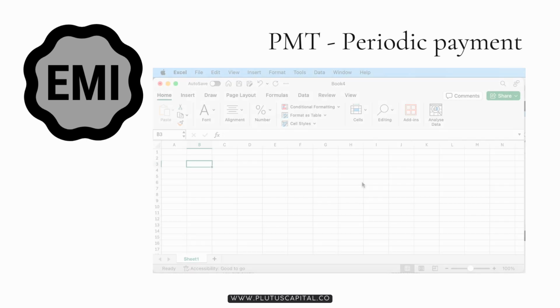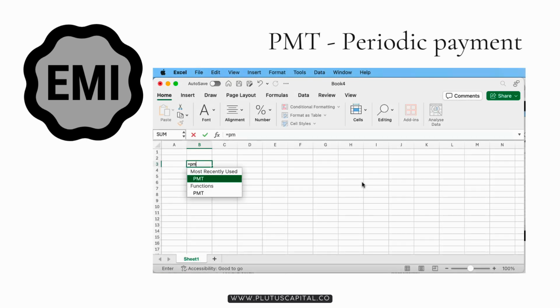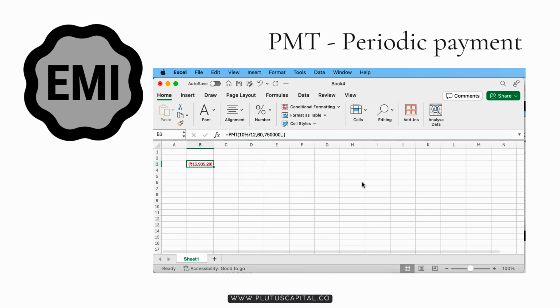Let's use this PMT formula for calculating EMI. So let's say you take a car loan at 10% per annum. So it's 10% divided by 12, which is the monthly interest. And let's say you're taking the car loan for 60 months, that is 5 years. And you're taking a loan of say 7.5 lakh rupees. 15,935 rupees will be your EMI.